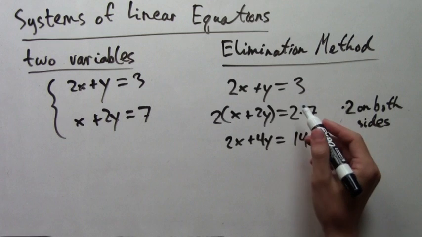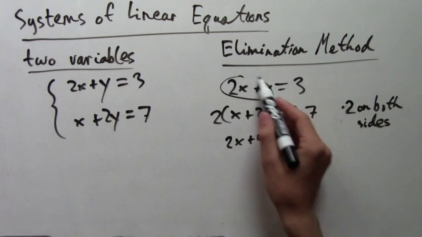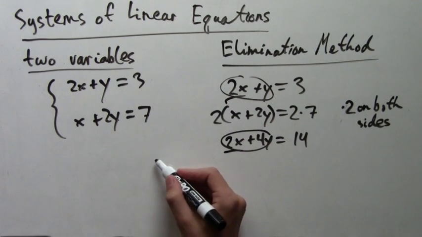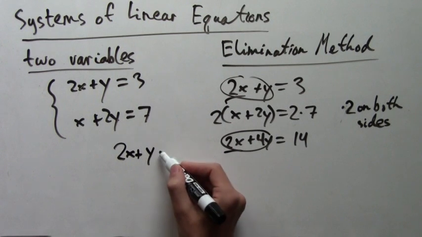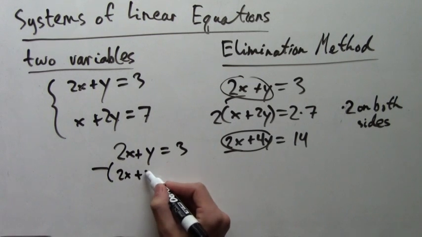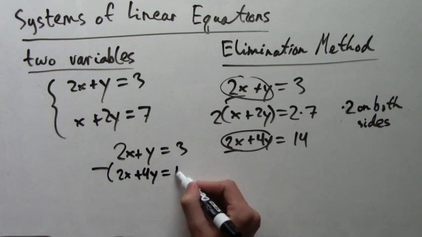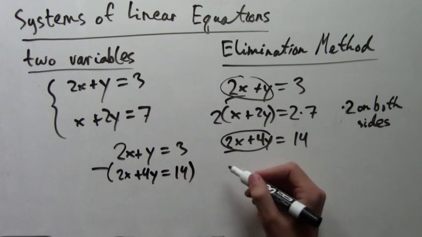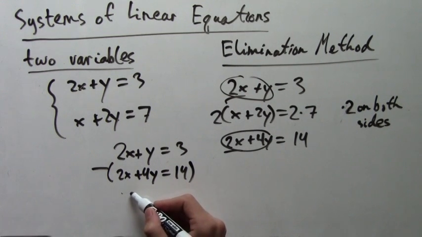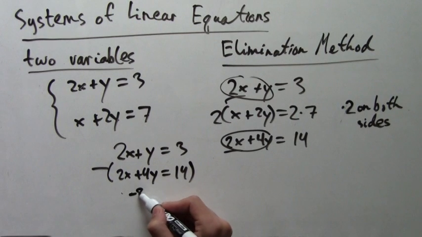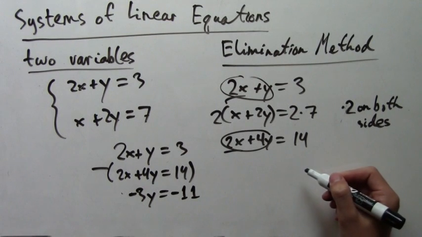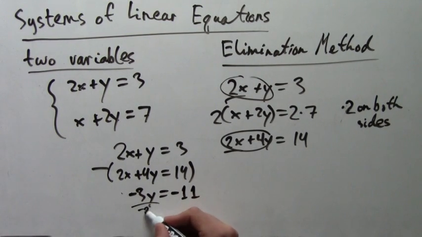So on one side we have the number 14, but on the other side we have the number 2x plus 4y. We don't know what x and y are equal to yet, but they're still numbers. So we can subtract the second equation from the first one. I'll show you what I mean. Here I've rewritten it in a column manner, and we have 2x plus y equals 3 as the first equation, and we subtract the second equation from it after we've already multiplied it by 2. So the 2x's will just go away, which was what we wanted. y minus 4y is negative 3y, and 3 minus 14 is negative 11.